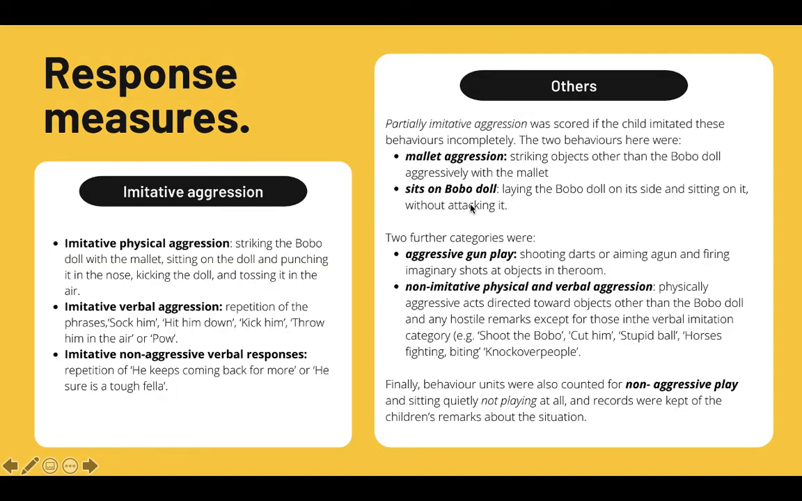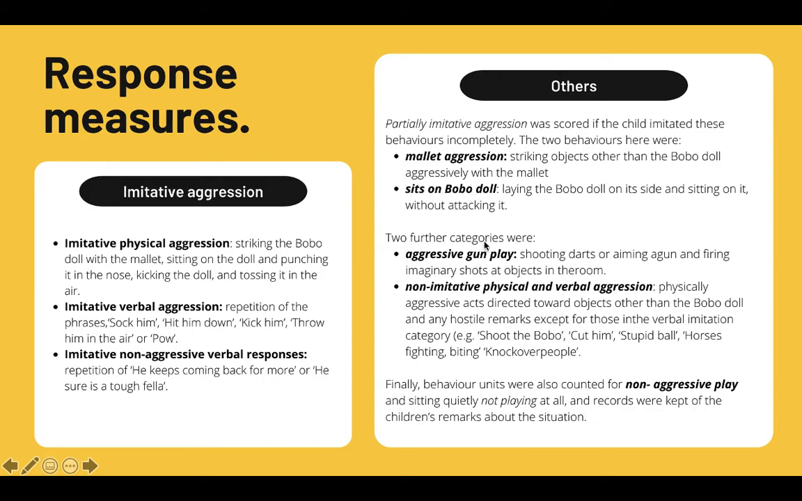Okay, or sit on bobo: laying the bobo on its side and sitting on it without attacking it. Okay, what the model did was he sat on the doll and punched the nose. But what if they just sit on the bobo without attacking it, just sitting on it? So that will go under partially imitative. So part of the behavior is the same as the model, except they didn't punch it, they didn't attack it. So that would fall under partially imitative aggression, which falls under sit on bobo.